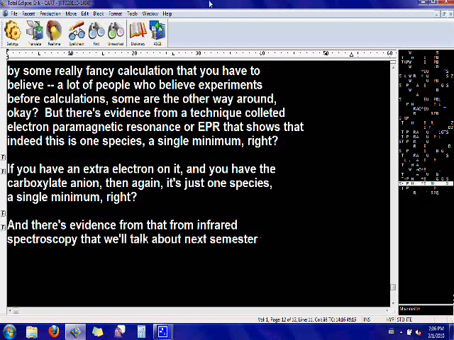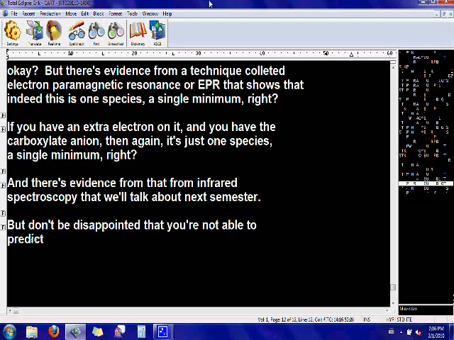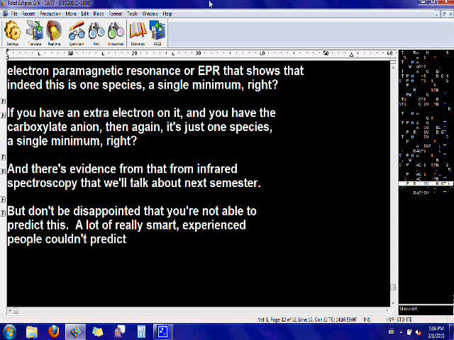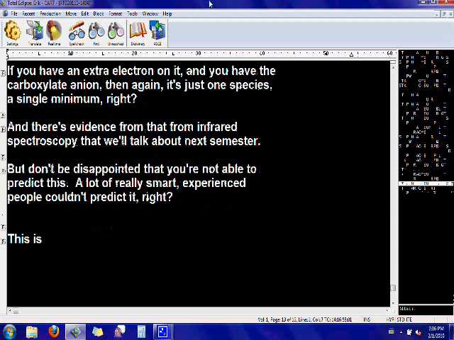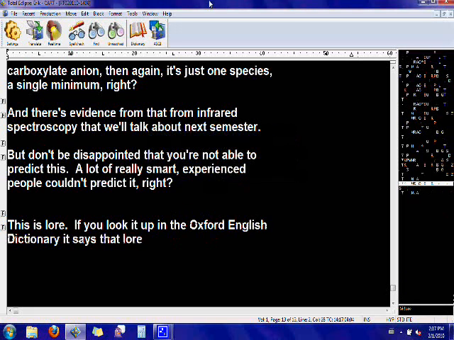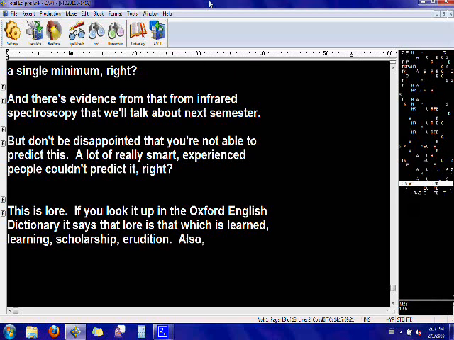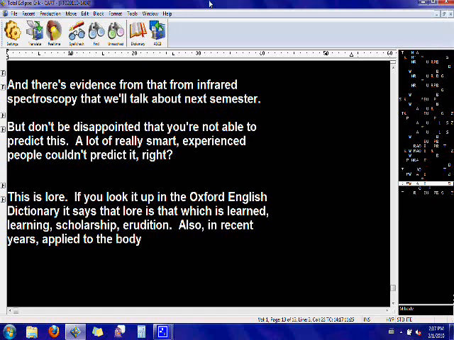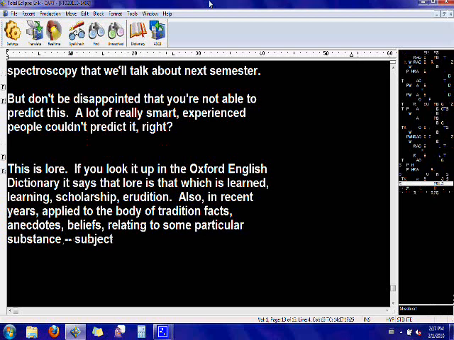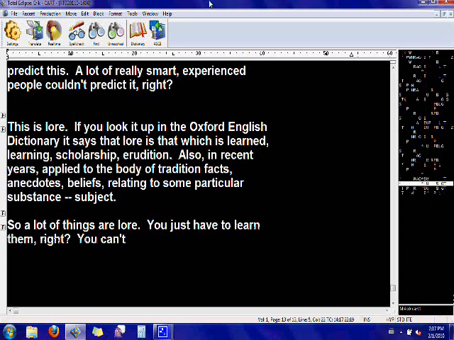But don't be disappointed that you're not able to predict this. A lot of really smart, experienced people couldn't predict it. This is lore. If you look it up in the Oxford English Dictionary, it says that lore is that which is learned, learning, scholarship, erudition. Also in recent use, applied to the body of traditional facts, anecdotes, or beliefs relating to some particular subject. So a lot of things are lore. You just have to learn them. You can't predict them ahead of time. They're way too subtle.